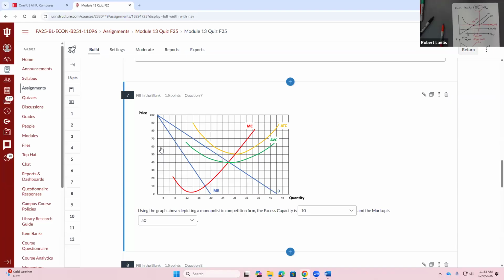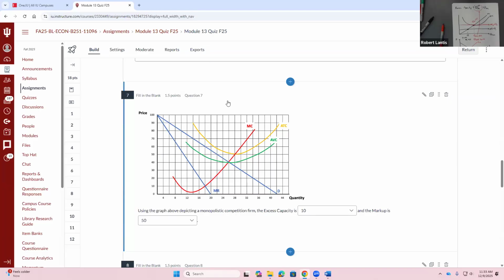This is a question I could ask you on the final. A perfectly competitive markup would be what? Is there a difference between price and marginal cost for the monopolistic competitive firm? Yes. So their markup is positive, so their markup is always higher. Okay?